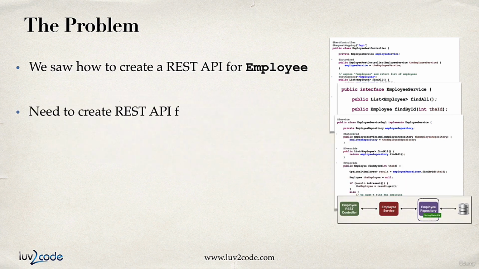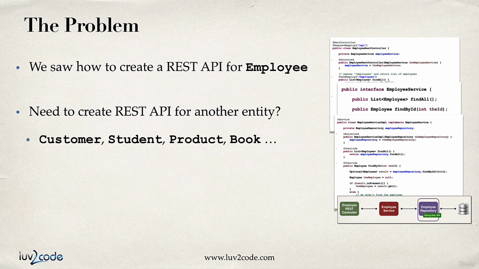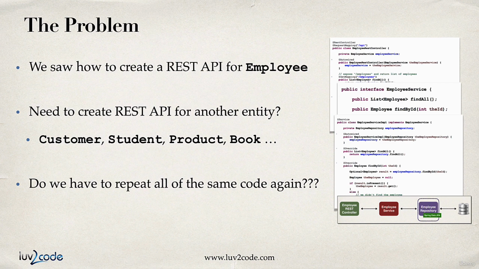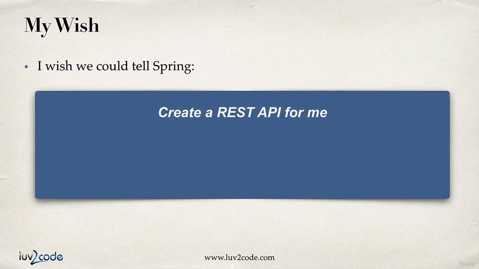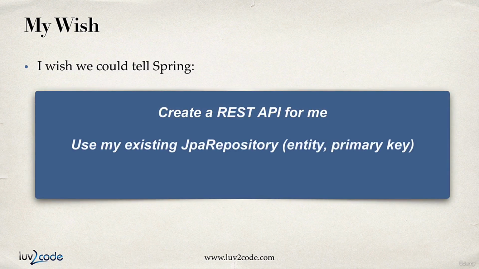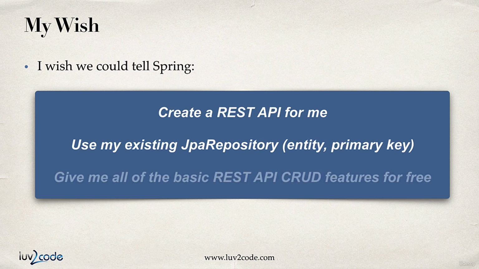But what if I needed to create a REST API for another entity like customer, student, product, or book? Would I have to go back and repeat all of the same code again? And I don't want to do that over and over again for each entity. I wish we could tell Spring, hey, create a REST API for me. Use my existing JPA repository, my entity and primary key, and give me all of the basic REST API CRUD features for free.